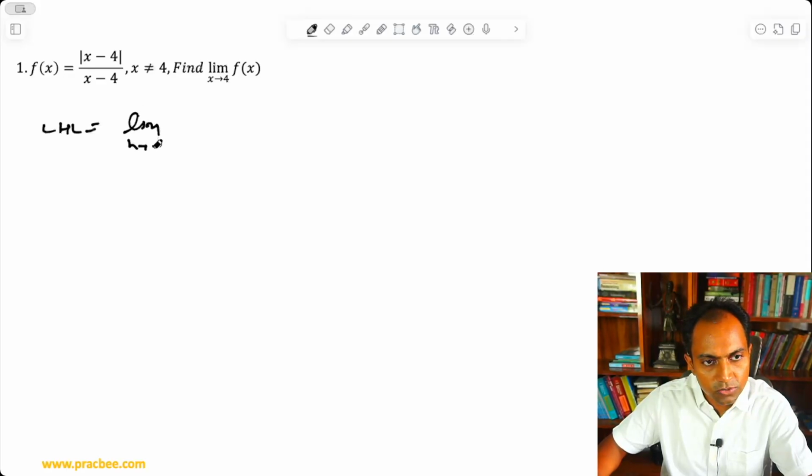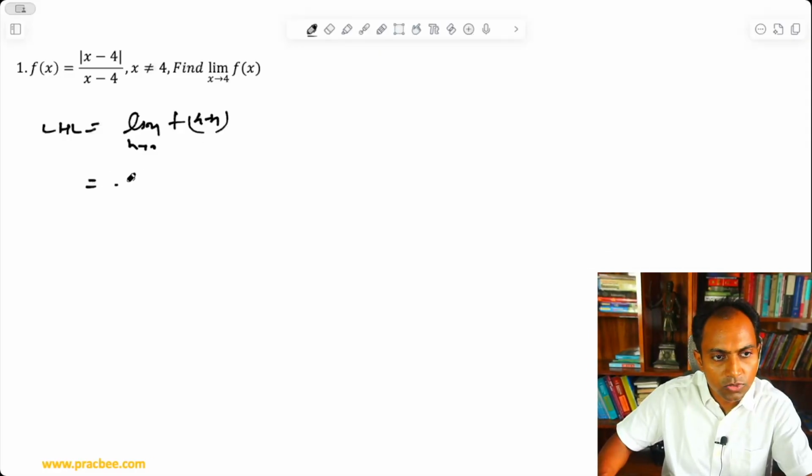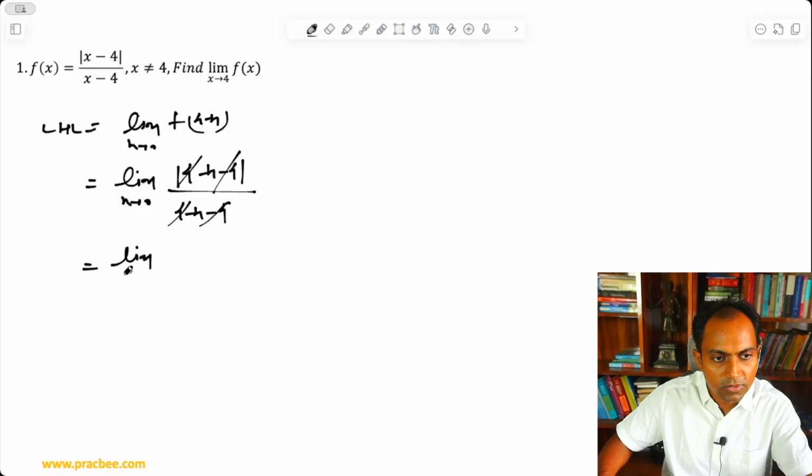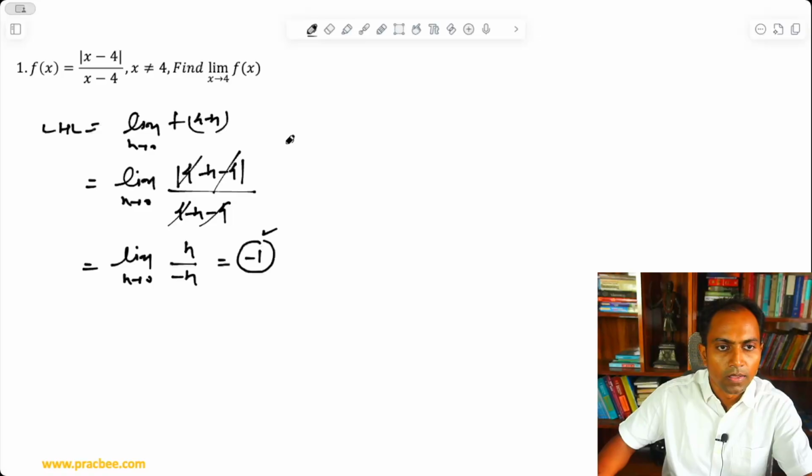limit h tends to 0, f of 4 minus h will come. If I substitute the value here, this becomes limit h tends to 0, modulus of (4 minus h minus 4) divided by (4 minus h minus 4). This cancels out and this becomes limit h tends to 0, h by minus h. This cancels out and the answer becomes minus 1.